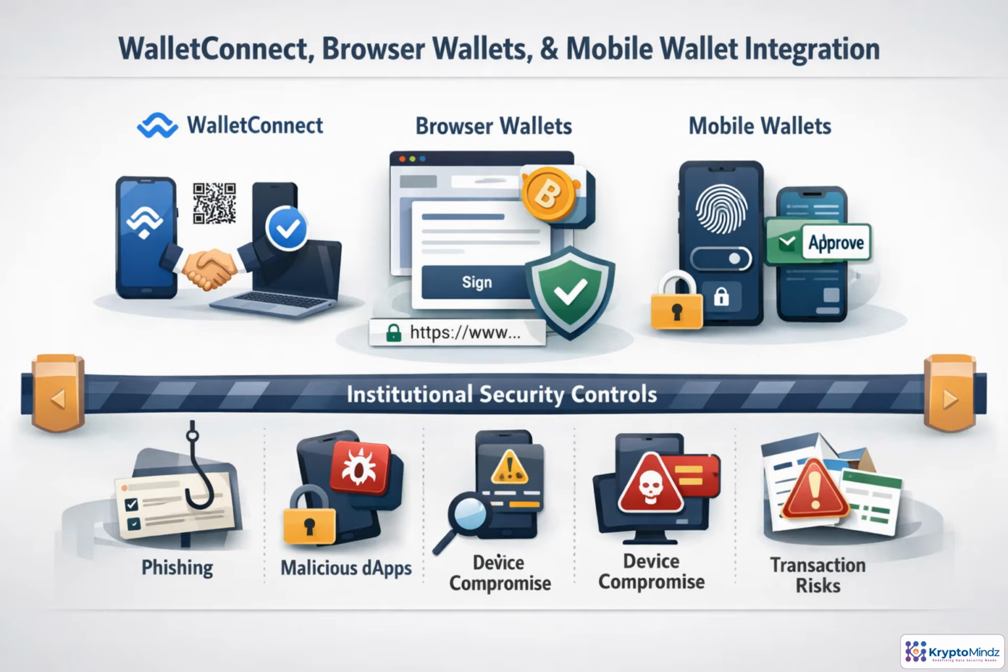Wallet integrations create trust boundaries. WalletConnect adds flexible session-based approvals across devices. Browser wallets make smart contract interaction fast, but depend heavily on endpoint security and verified domains. Mobile wallets improve usability with biometrics and push approvals, but device compromise remains a risk. For institutional issuance, convenience must be wrapped in controls: allow-listed dApps, short session expiry, transaction simulation, clear signing prompts, and full logging, so every approval is understandable, authorized, and auditable.